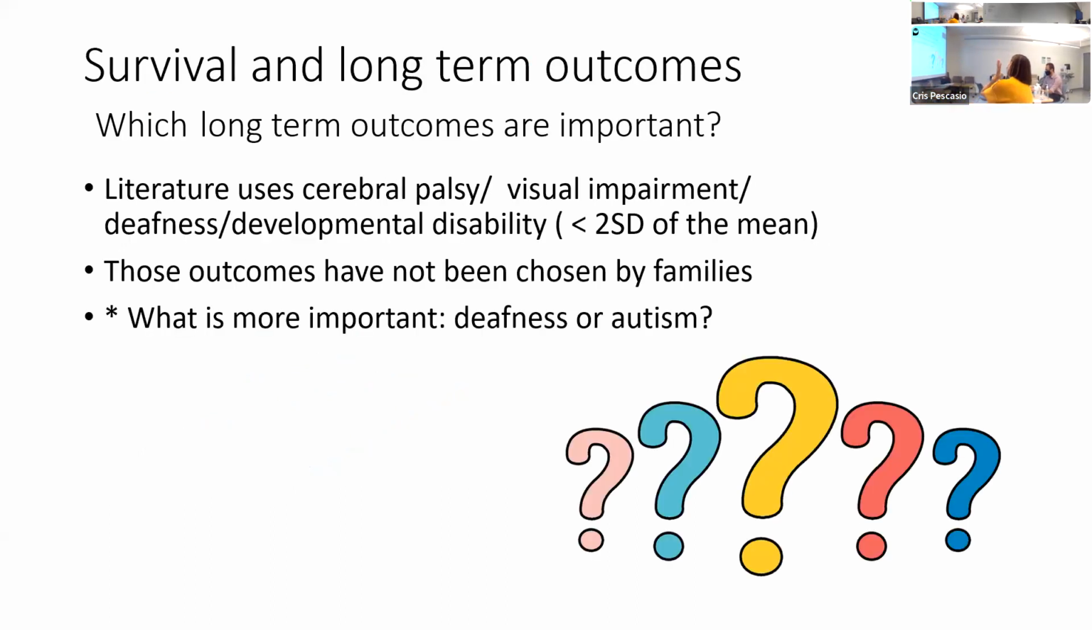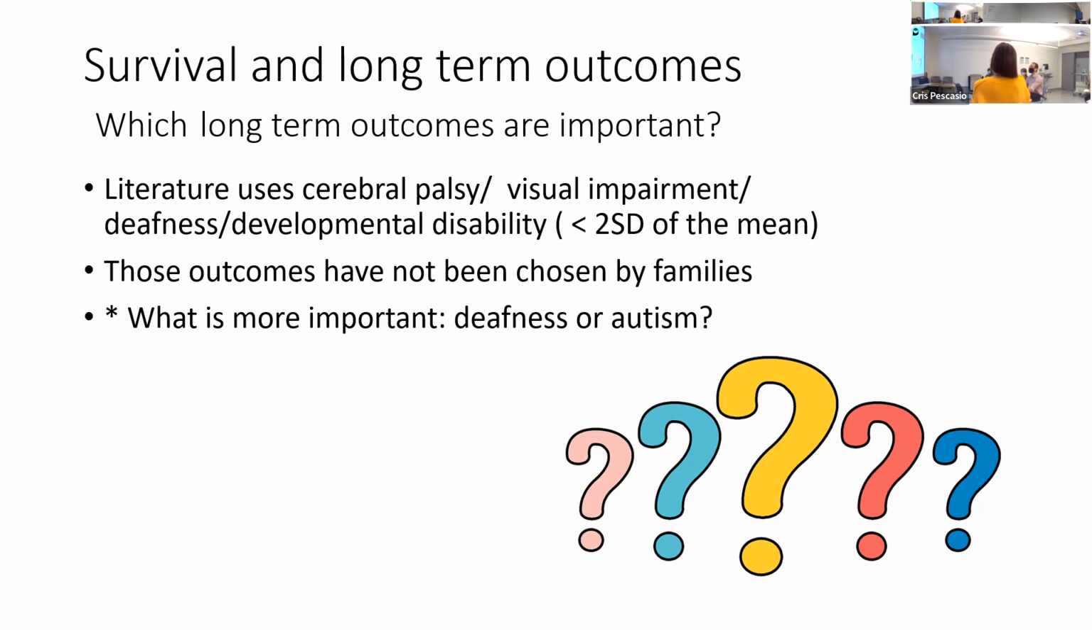And then we talk about the second thing, long-term outcomes. So many doctors and healthcare providers have determined that cerebral palsy, visual impairment, deafness, and developmental disability, and we say developmental disability is less than 2 standard deviations of the mean, those are my outcomes. So if I have a lady and I go to the room and I tell her, well, your baby is 22 weeks, and then, well, the possibility of being 2 standard deviations below the mean for cognitive, right?